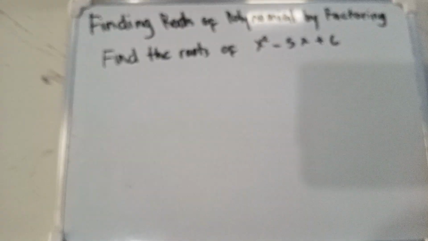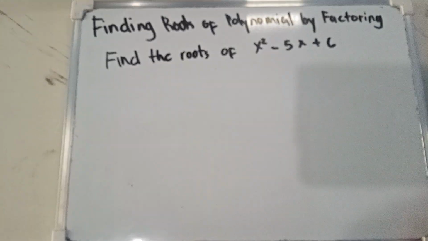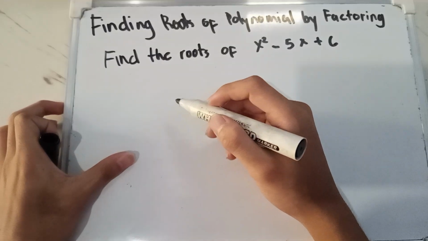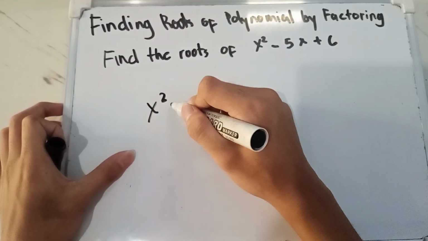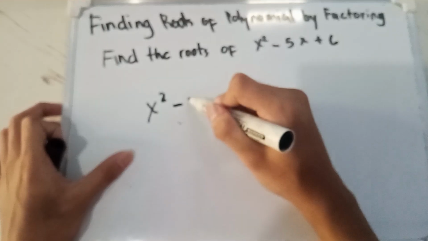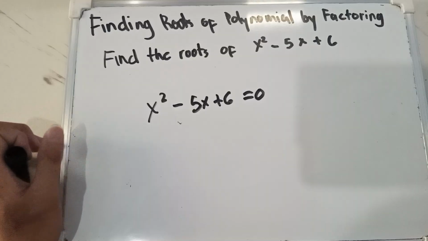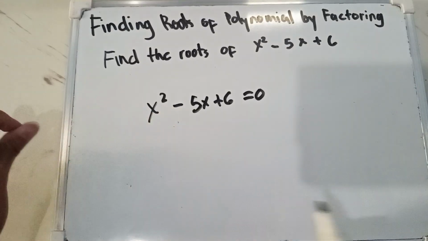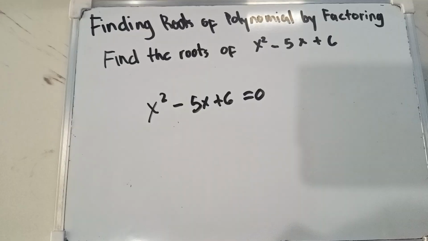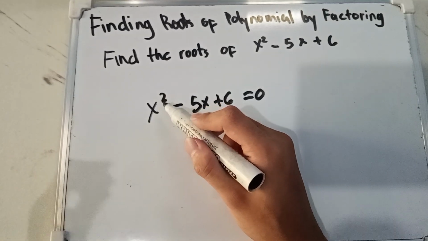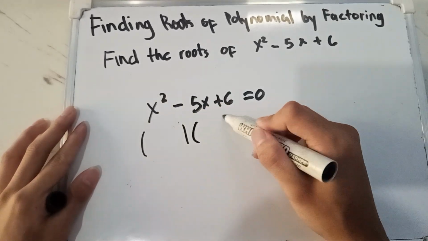Now how do you solve it by factoring? Okay, let's first write the polynomial term by term and equate to 0. Then we need to factor this out using vertical factoring. Okay, so since the highest degree of the polynomial is 2, then we write 2 parentheses.